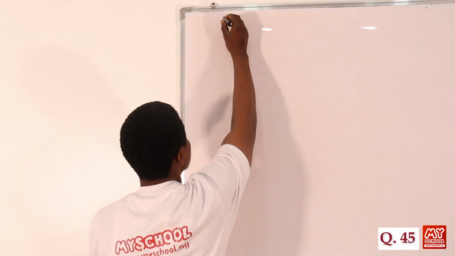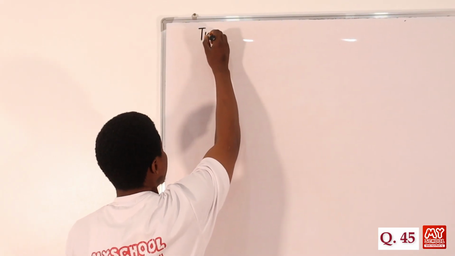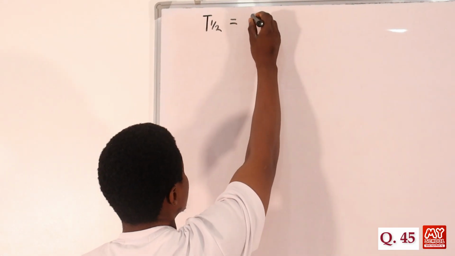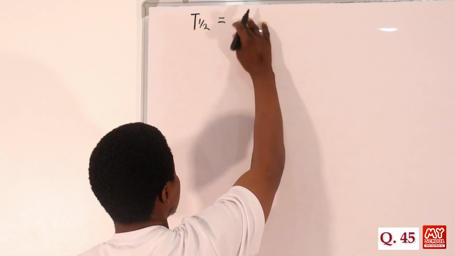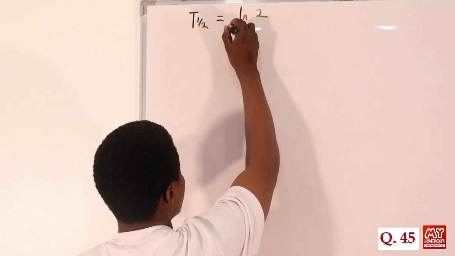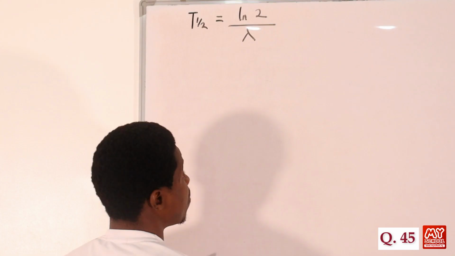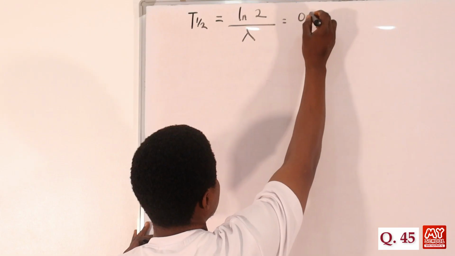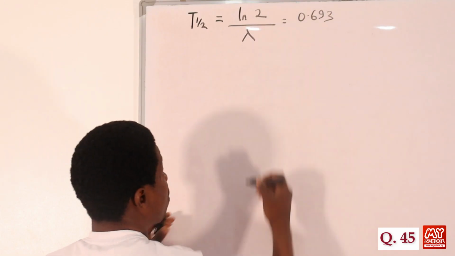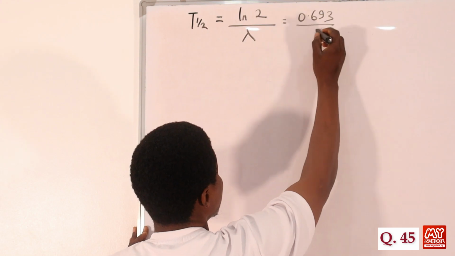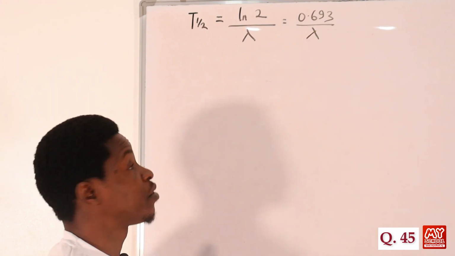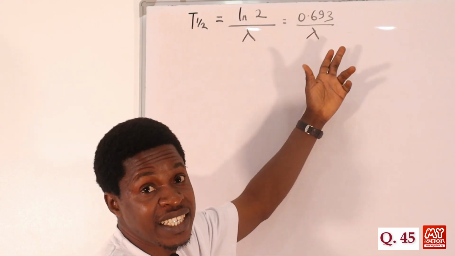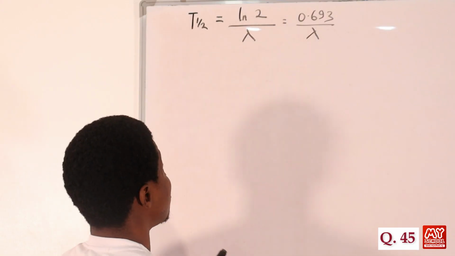So the half-life for the first order is equal to ln 2, natural log of 2, all over lambda. Lambda is the constant. Usually ln 2 is 0.693. If you check your calculator, you will confirm that ln 2 is 0.693. Some textbooks will just use ln 2 over lambda, some will make use of 0.693 over lambda. So I think it's just so easy.